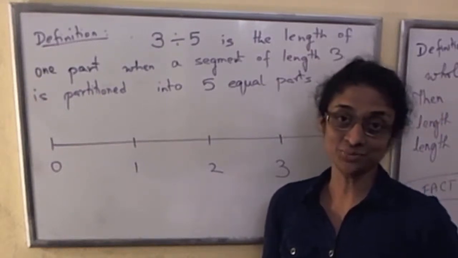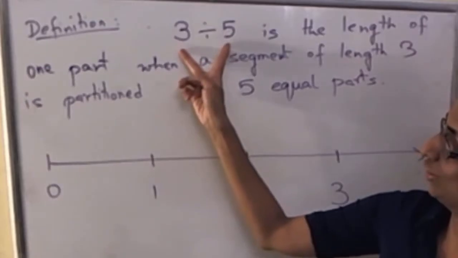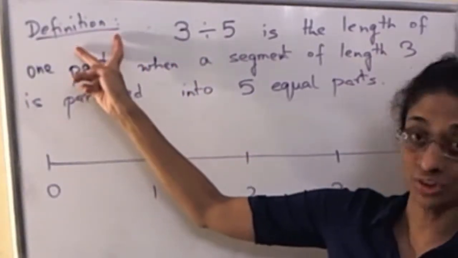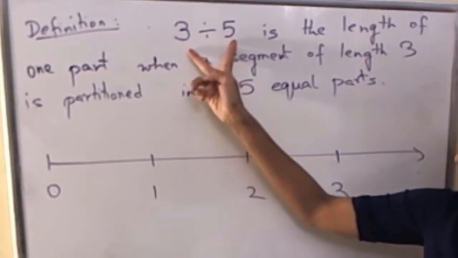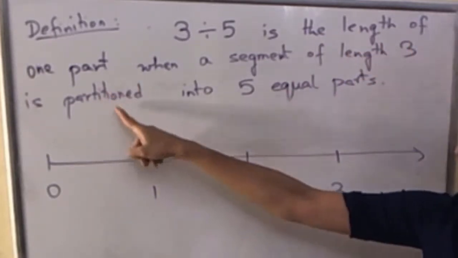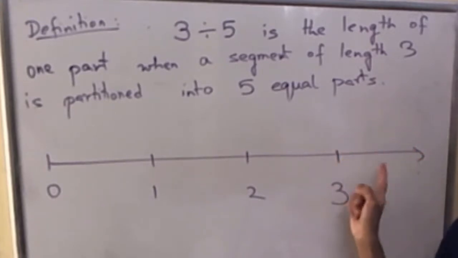Hi, in the last video, we expressed a need to give a meaning to this expression 3 divided by 5. So in this definition, we hope to give a meaning to 3 divided by 5. So 3 divided by 5, we are defining it to be the length of one part when a segment of length 3 is partitioned into 5 equal parts.